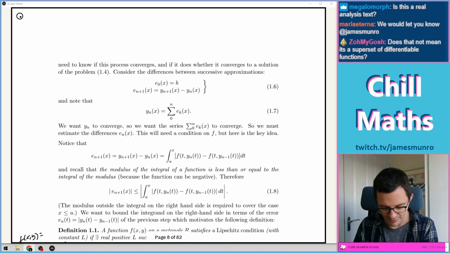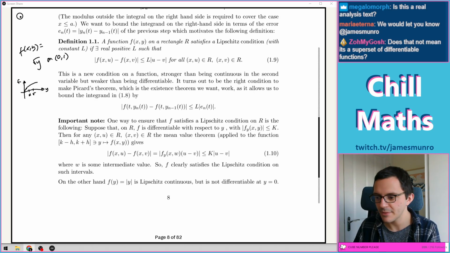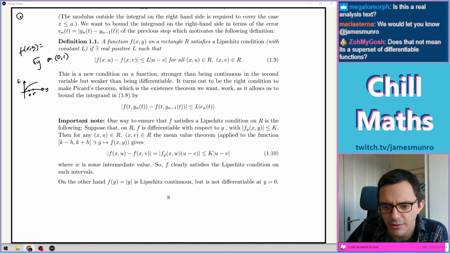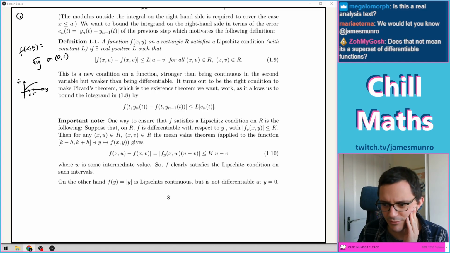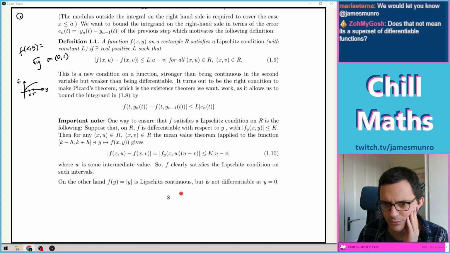Right. Yeah, and so yeah, I agree. I should go back a little bit for Zoe's point. So this thing is Lipschitz continuous, but is not differentiable. So you have continuous functions.